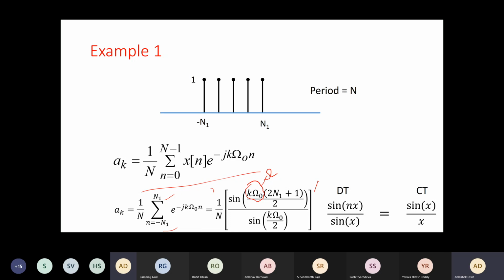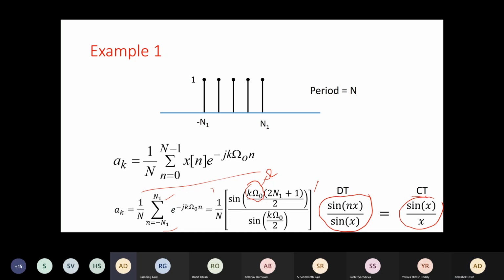An important point to note, and I will talk more about this when we do sampling: in continuous time signals, sin x by x, or sinc x, is a very important signal and it plays a lot of roles, especially in sampling and interpolation. We haven't seen it yet, but sinc x plays a very important role in the CT case. The same role in the DT case is played by sin nx by sin x, and there is a reason for it.